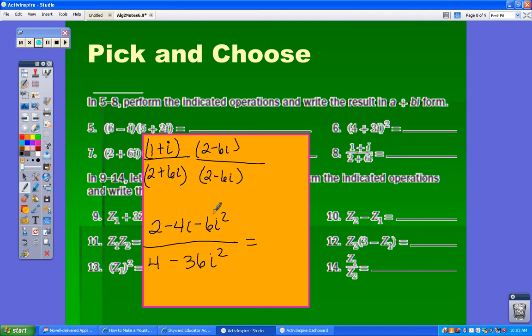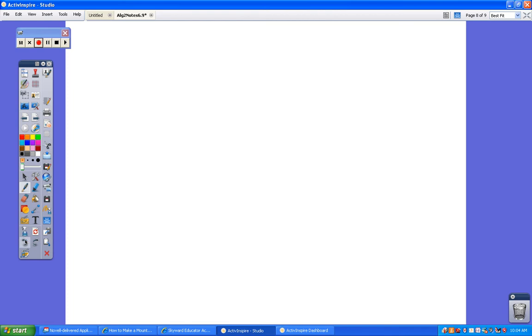Minus 36i squared. So this becomes plus 6 because of the 6i squared. So that's 8 minus 4i, all over 4 minus 36i squared. That becomes plus 36 because the i squared changes that sign. That's 40. This is what I was talking about. Good, I'm glad this came up. All three of these numbers have a 4 in common. If I take that out, I'm left with 2 minus i over 10. Divide by 4, divide by 4, divide by 4. Okay? All right.